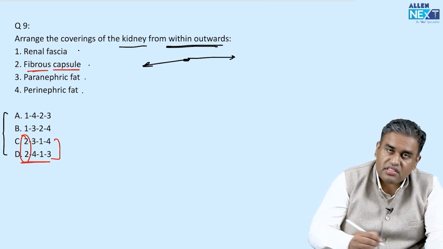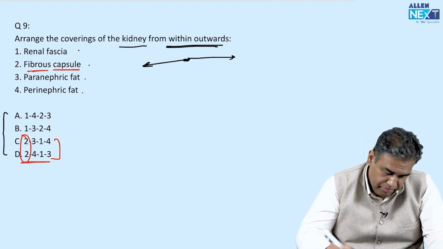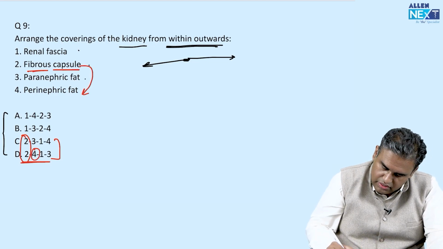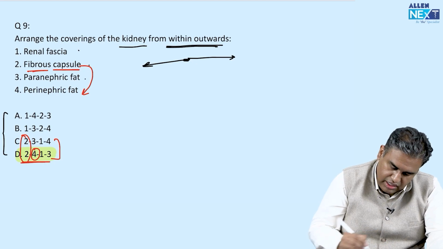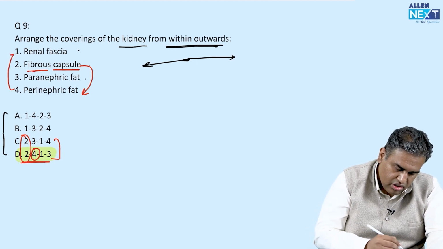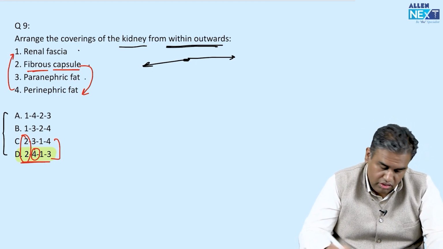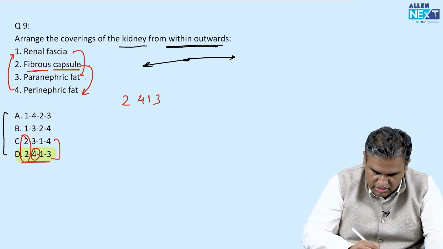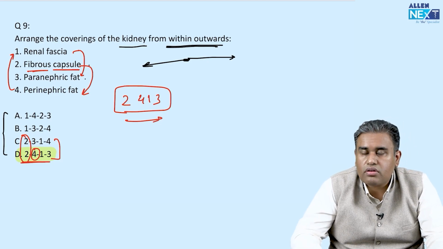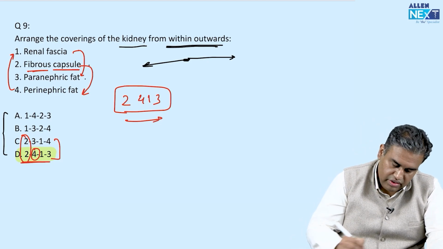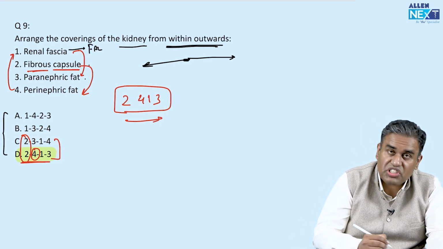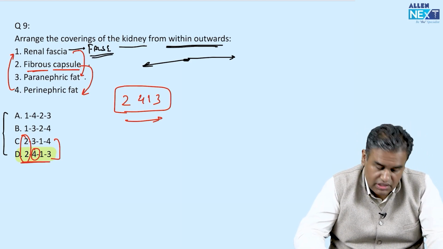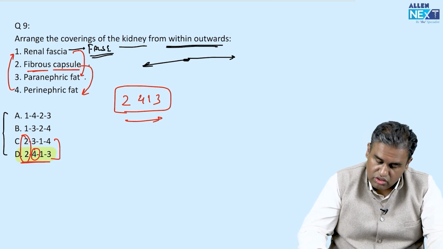After the fibrous capsule there is some amount of perinephric fat. So after 2 comes the 4. So this option number 4 looks like the answer. Then after it you have the renal fascia or the false capsule. Then most outside you have the paranephric fat. So it is 2, 4, 1 and 3. Yes, that is the sequence going from inside to outside. Remember, the renal fascia over here is known as a false capsule. Remember, Gerota's fascia is this renal fascia. So the answer is going to be 2, 4, 1, 3.